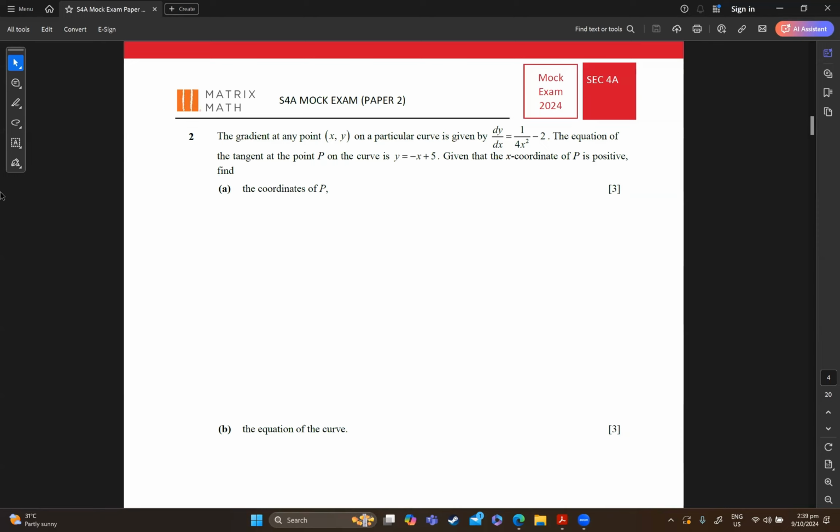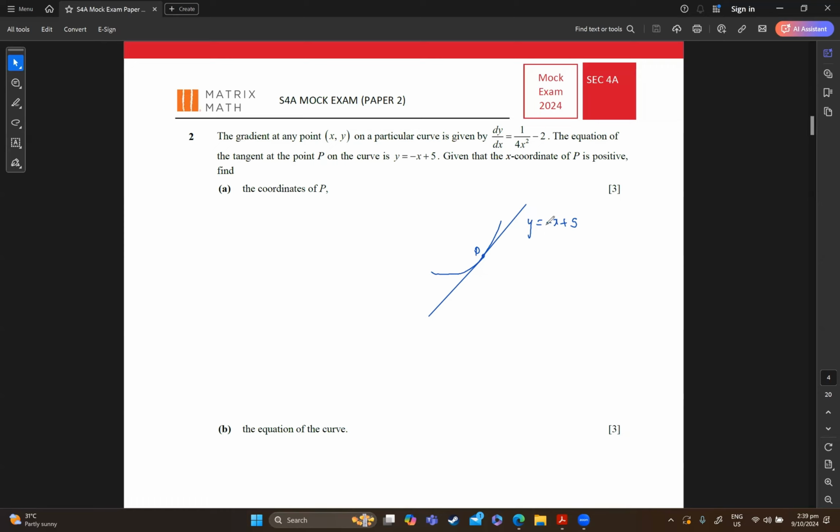Okay, so if you want to visualize this question, to represent any curve, you can just draw a simple curve like this. You don't have to be so accurate. You can label point P over here. Now there is a line that is tangent to point P, and this line is your y equals minus x plus 5. Okay, so find the coordinates of point P.